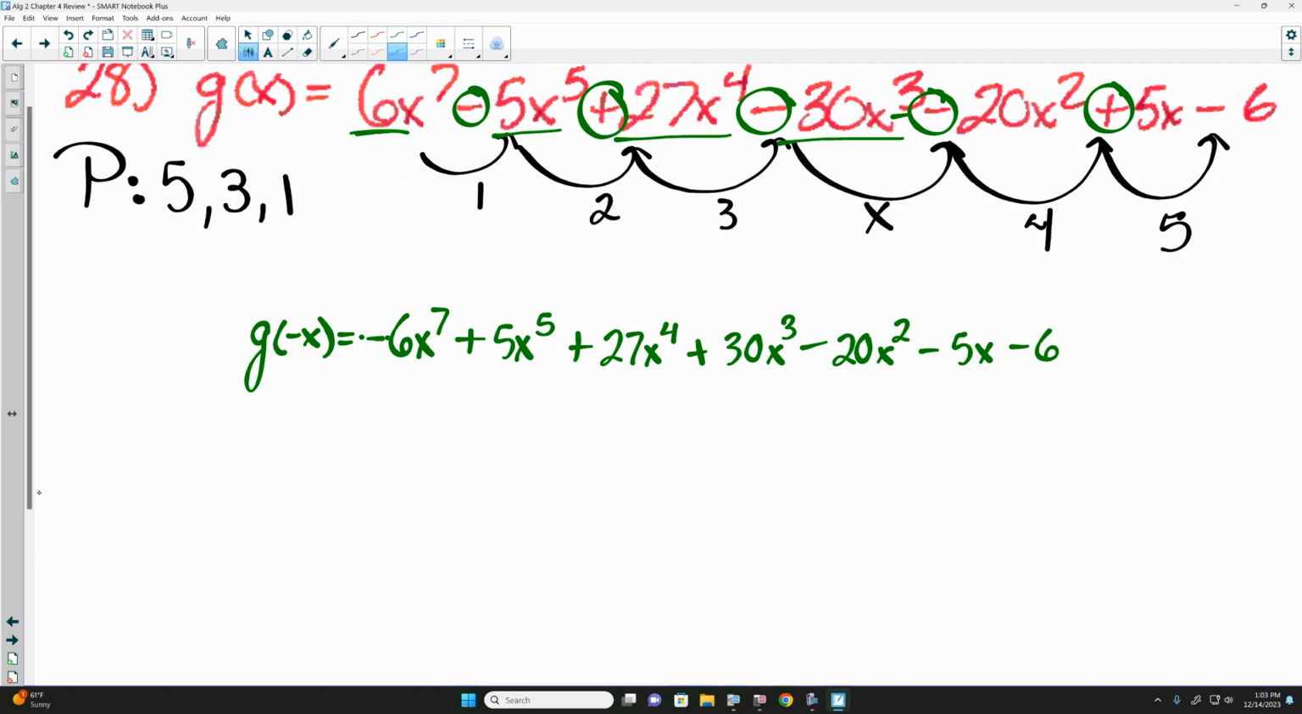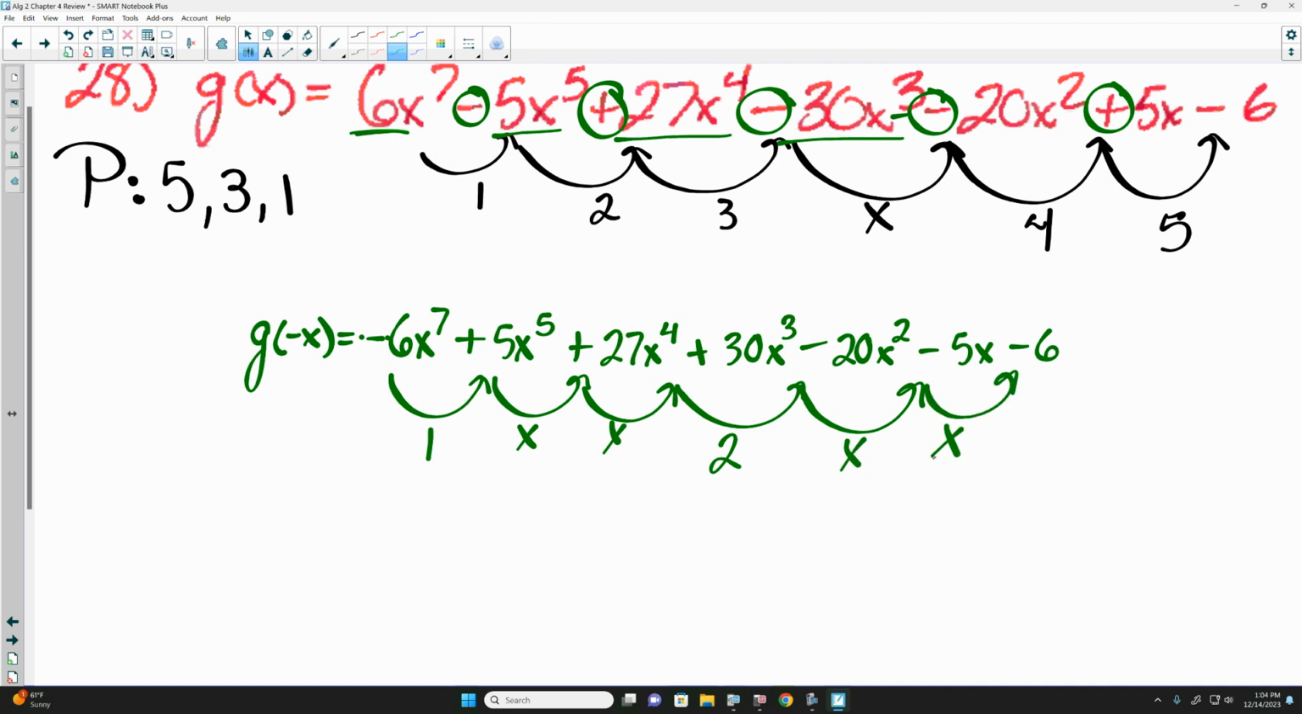Let's count the sign changes. For our first one, we're going from negative to positive, so that's 1. The next one is positive to positive, so no. Next one's positive to positive, so no. Our next one, we're going from positive to negative, so that's 2. Now we're going from negative to negative, so no. And lastly, negative to negative, no.